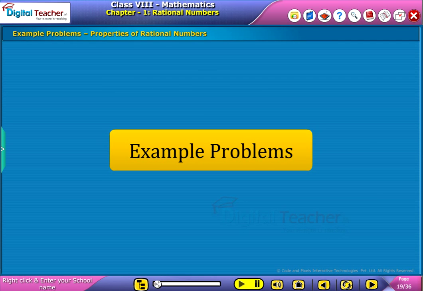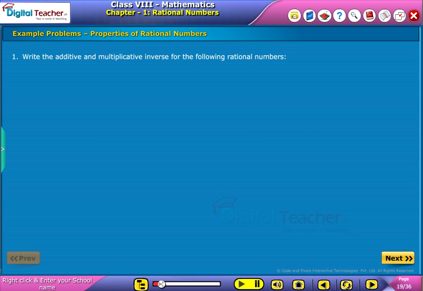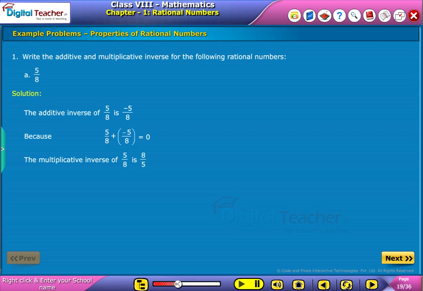Let us solve some example problems on properties of rational numbers. Write the additive and multiplicative inverse for the following rational numbers. A. 5 by 8. Solution. The additive inverse of 5 by 8 is minus 5 by 8, because 5 by 8 plus minus 5 by 8 is equal to 0. The multiplicative inverse of 5 by 8 is 8 by 5, because 5 by 8 into 8 by 5 is equal to 1.